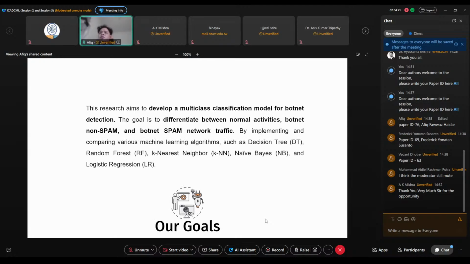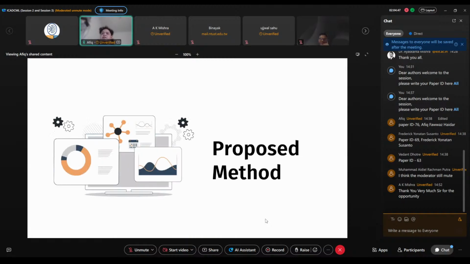Now, our research focuses on addressing the challenge of botnet detection, specifically spam botnet. The goal is to build a multi-class classification model capable of distinguishing between normal activities, botnet non-spam activities, and botnet spam traffic. To achieve this, we compare machine learning algorithms like decision tree, random forest, k-nearest neighbor, naive Bayes, and logistic regression.